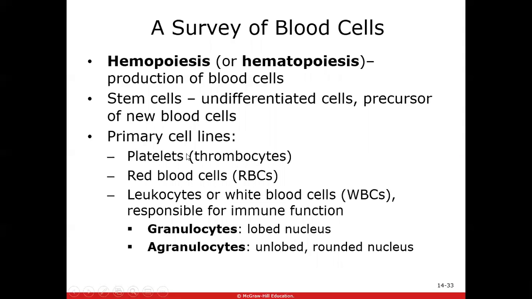The primary cell lines are platelets, which are thrombocytes, red blood cells, RBCs, and leukocytes, which are white blood cells, the WBCs. The leukocytes are responsible for immune function. They come from the same precursors that red blood cells and platelets come from. You have two different types of white blood cells: granulocytes, which have a lobed nucleus, and agranulocytes, which are unlobed, so the nucleus is rounded.